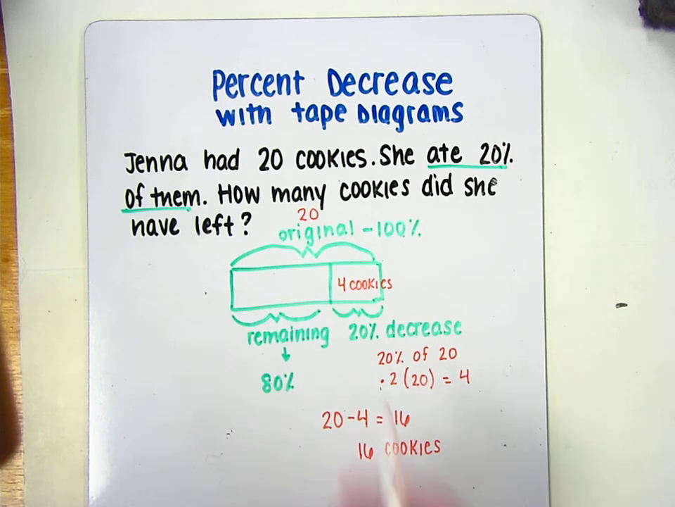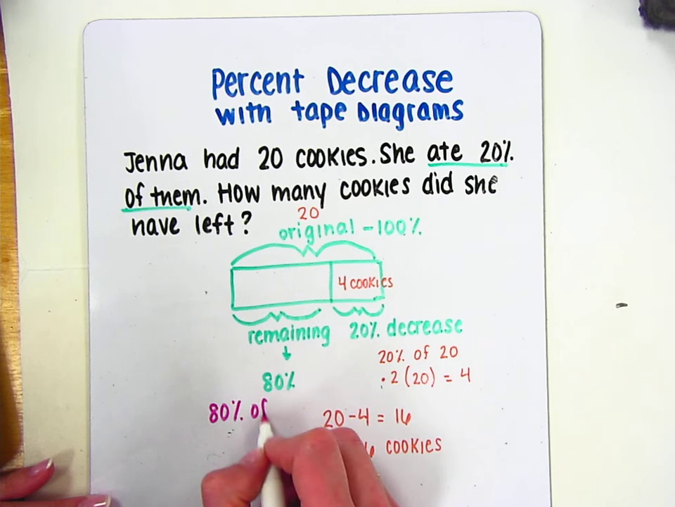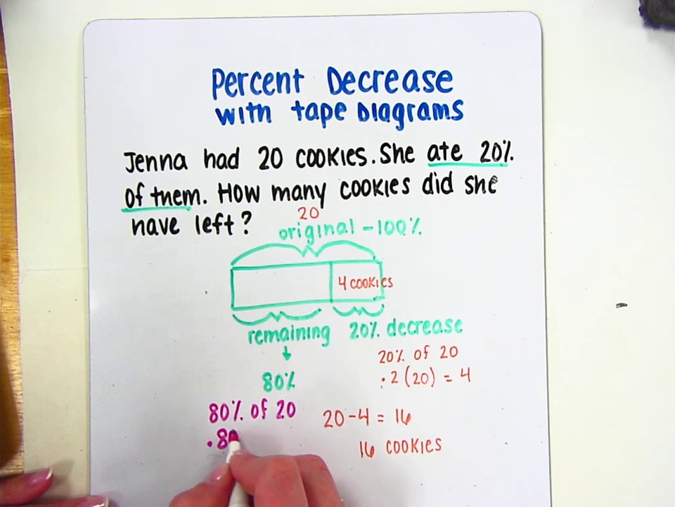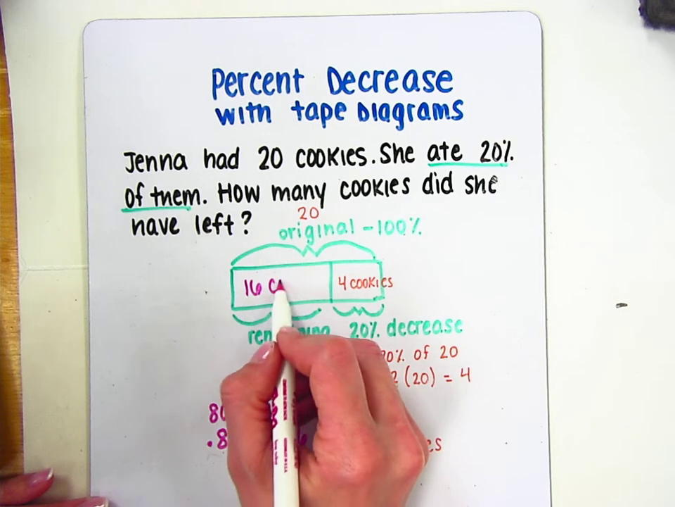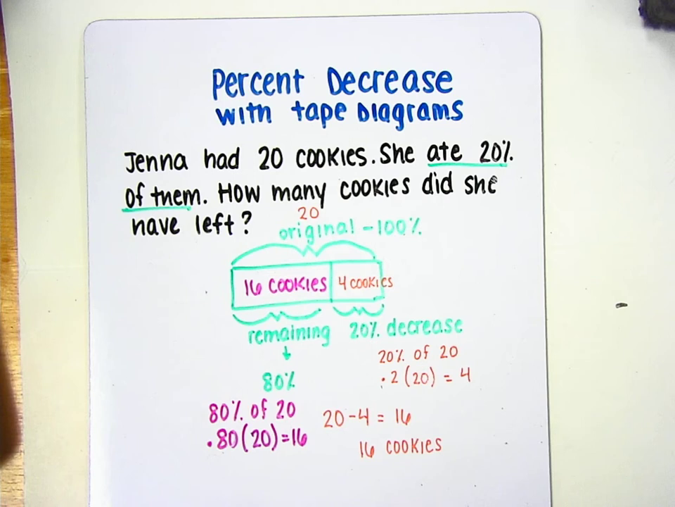We can also think of this as she has 80% of those cookies remaining. So we can do 0.80 times 20, which equals 16. And we can find the amount of cookies remaining that way. In either example, we find Jenna has 16 cookies remaining.